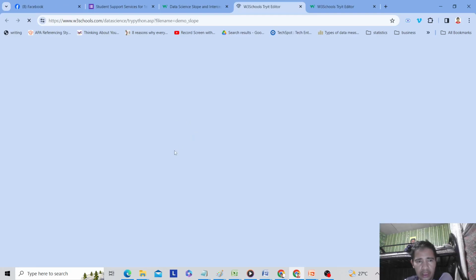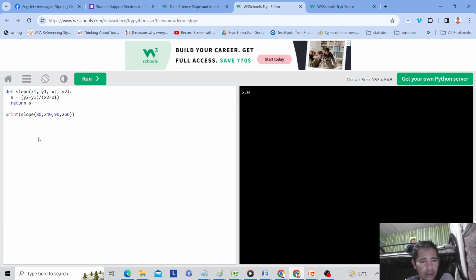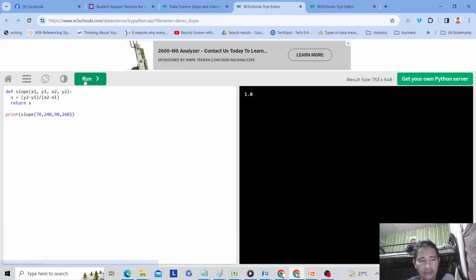So let's try to have the demo. Okay, so the slope. Let's change the code for the slope. Let's say this is 70. So if this is 70, that is 20 divided by 10. Let's try. That is 1. Yeah, that's correct. That's 1. So that's the slope. How about if this is 65, guys? Does it have a slope?